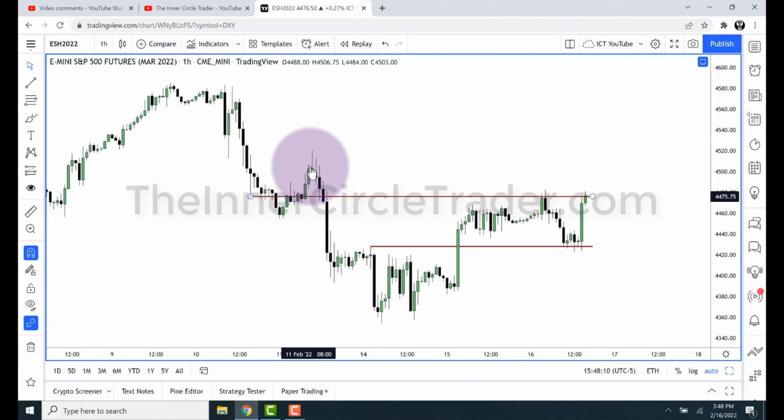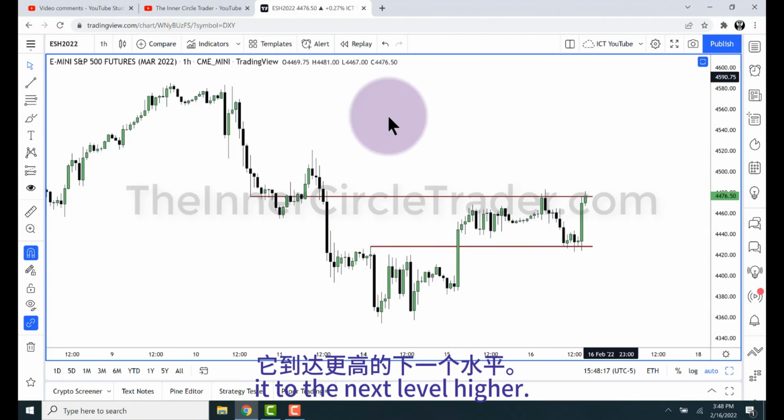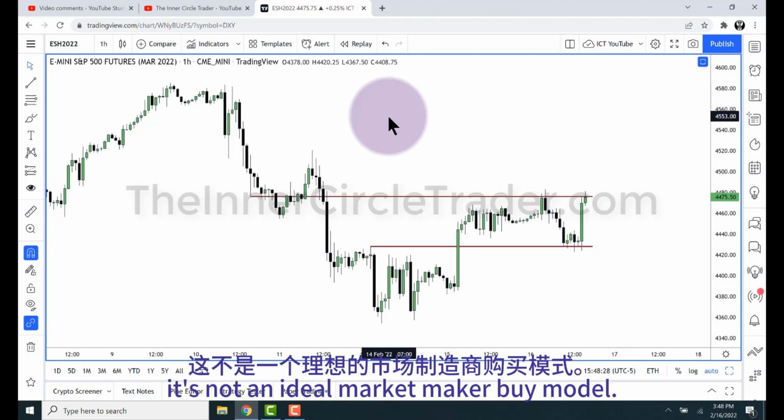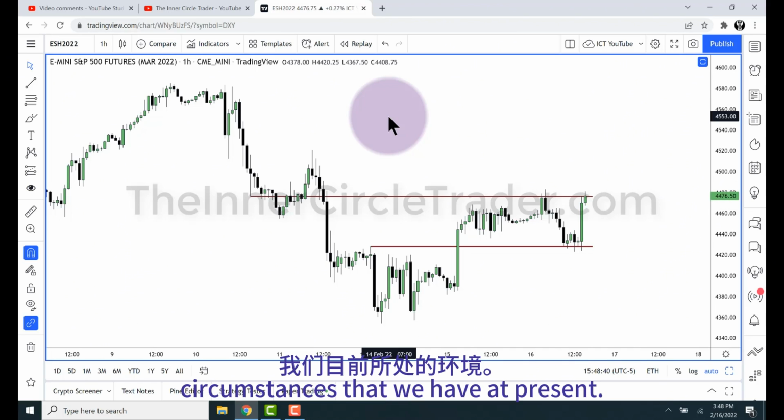Be mindful of this leg in here. So we might go out and create a little bit of a retracement type of move and then send it to the next level higher. I'd prefer that, but it's not an ideal market maker buy model. And technically, I still think that anything can happen with the geopolitical circumstances that we have at present.